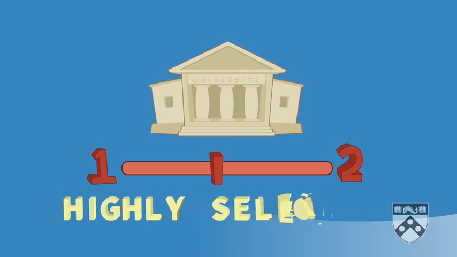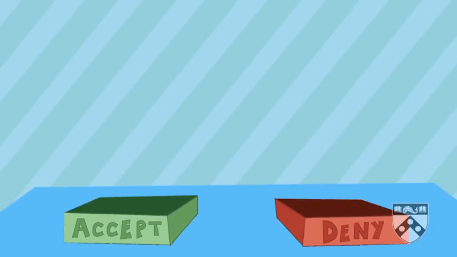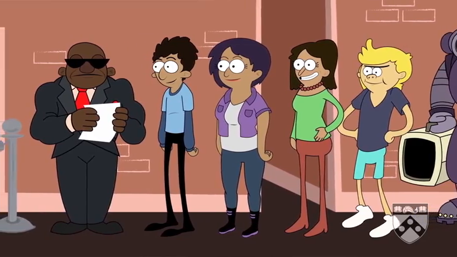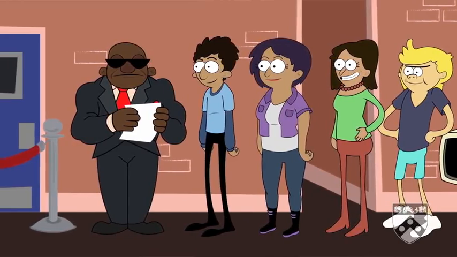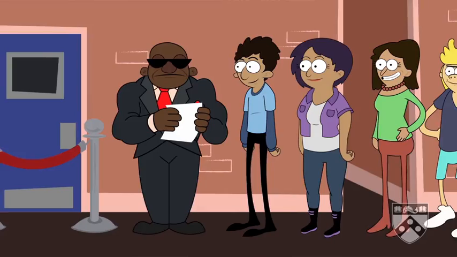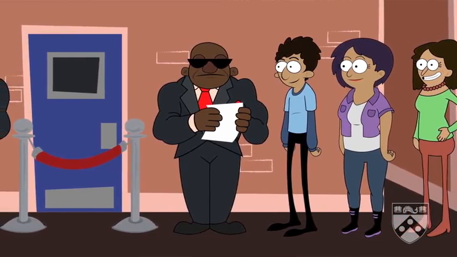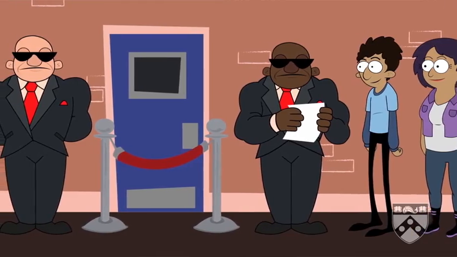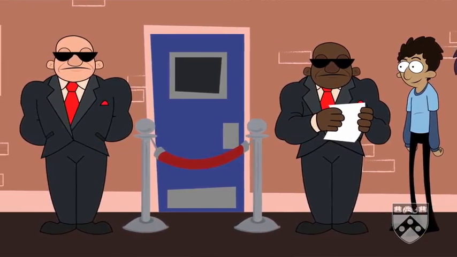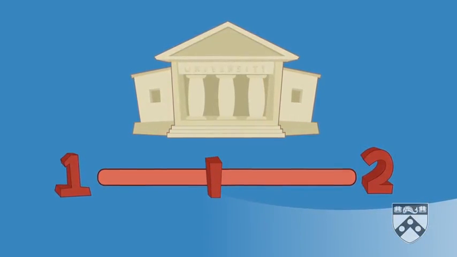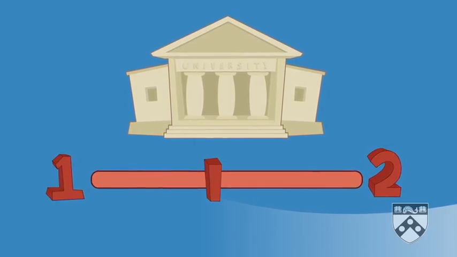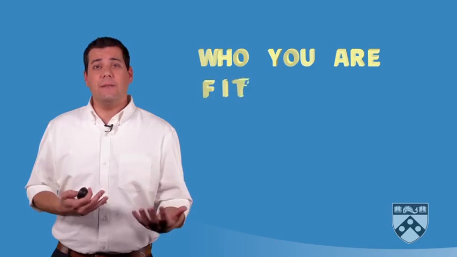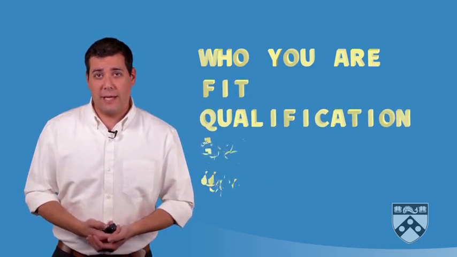At one end, you have highly selective universities, universities that do not accept many of their applicants. At a highly selective university, the quantitative, the things that we looked at in question 1, those are expected. When you look at GPA and test score ranges for those universities, you'll see that GPAs are high, that test scores are high. Highly selective universities will put the emphasis on the qualitative elements found in question number 2. Things like who you are, fit, unique qualifications that you might have.